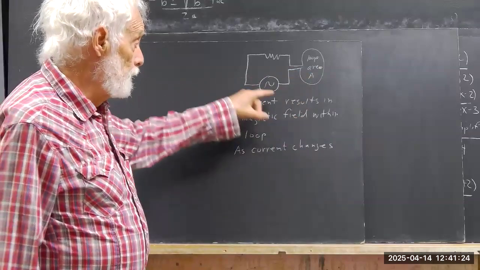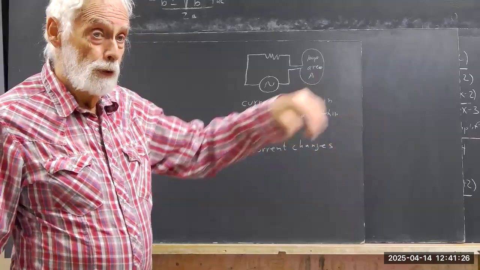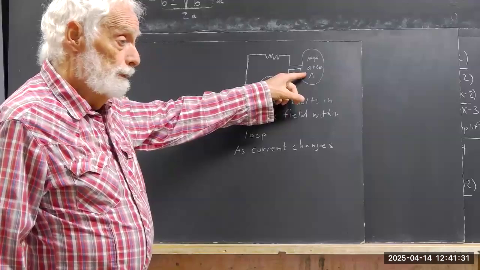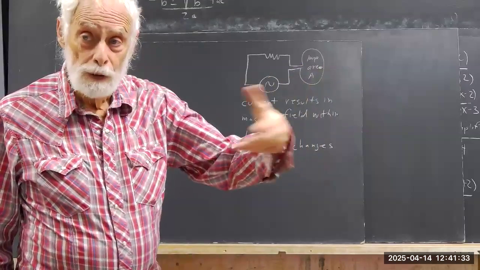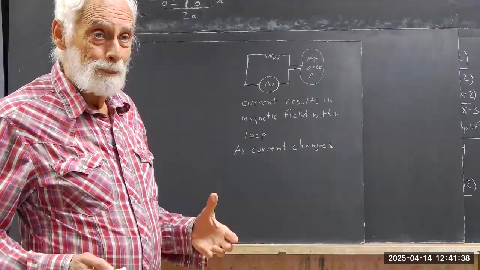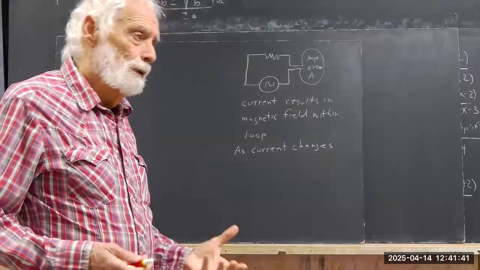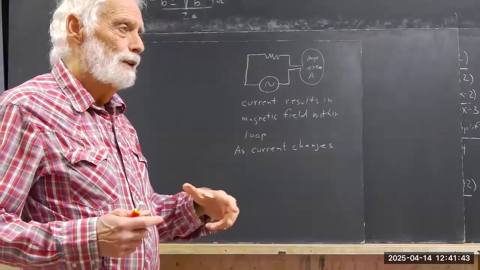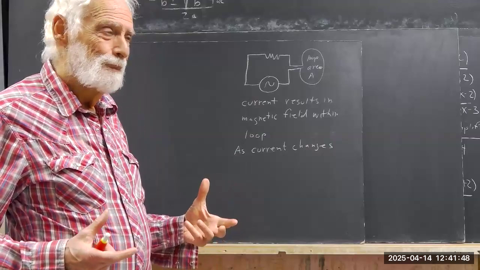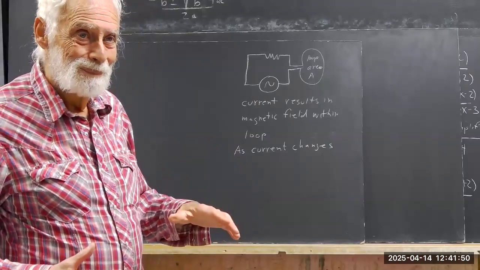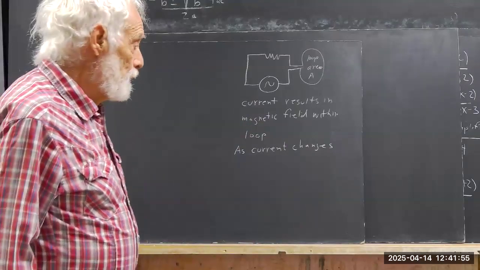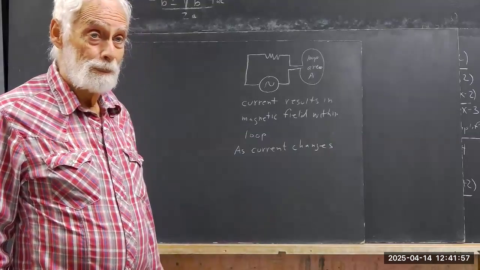As the current changes, which it continuously does with alternating current, what's going to happen in the loop? The magnetic field is going to change. It also says proportional to the current. That's mostly true, especially if the current's changing slowly. But you've got this back EMF.